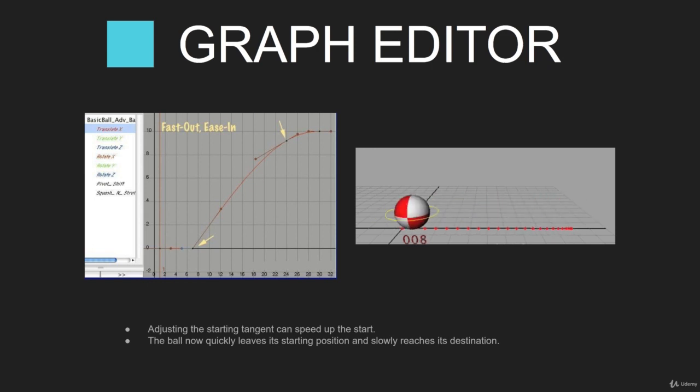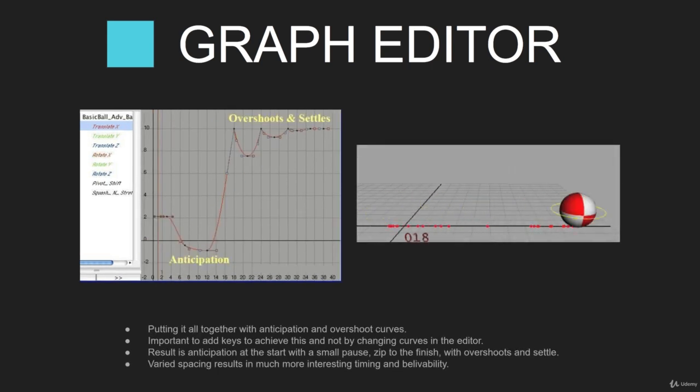And this is the importance of the graph editor and understanding how these curves work and what just small changes in these curves can do to your animation to not only make it feel a little more lifelike, but to also vary up your spacing so that the animation looks a lot more interesting.